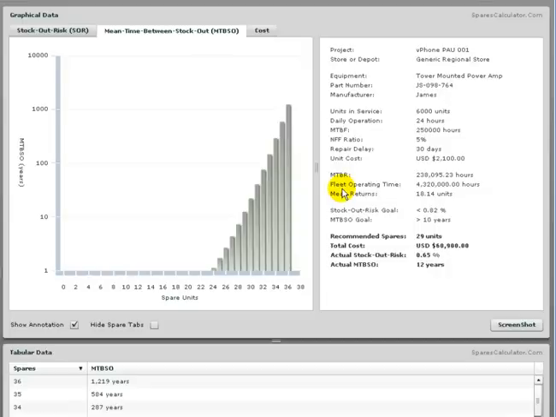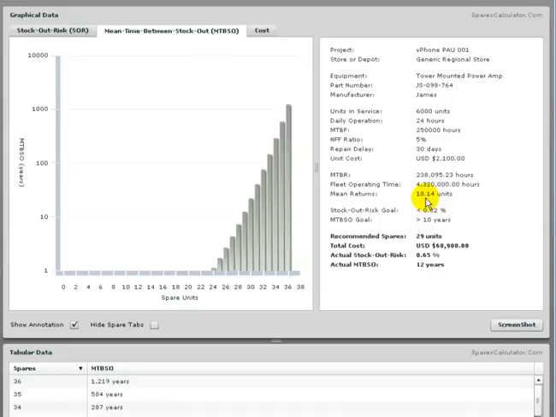The final parameter is the mean number of returns. This is derived by dividing the fleet operating time by the mean time between removals, and is equal to the average number of returns that you would expect during the repair delay period. In this case, the repair delay is 30 days, and Space Calculator is telling us that during this time we should expect an average of 18.14 failures.